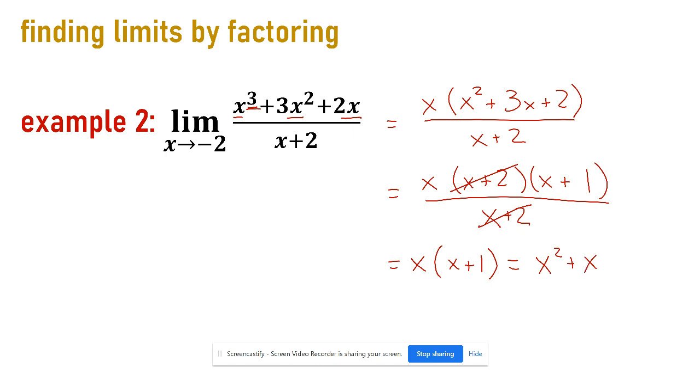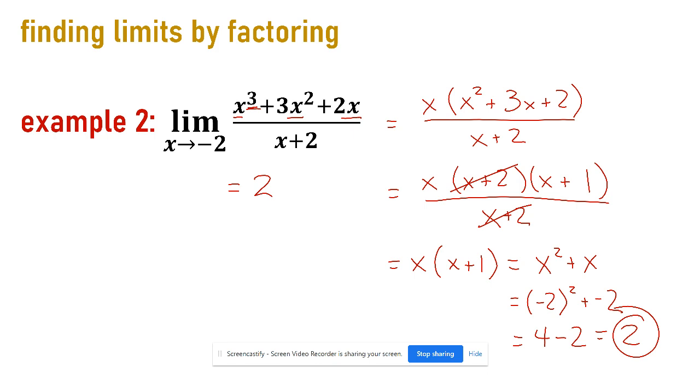But I don't have a denominator, so -2 is no longer going to give me a problem. So now what I can do is plug in the -2. That's going to give me -2 squared plus -2, which is 4 minus 2, or plus -2, which is just going to be 2. So my limit as x approaches -2 of this function is going to be 2.